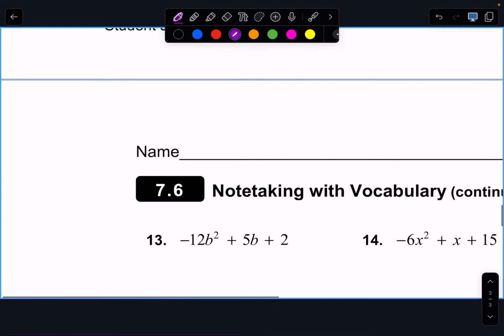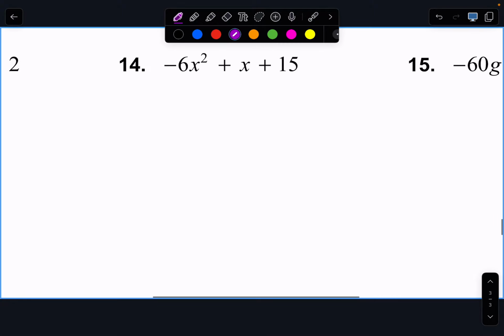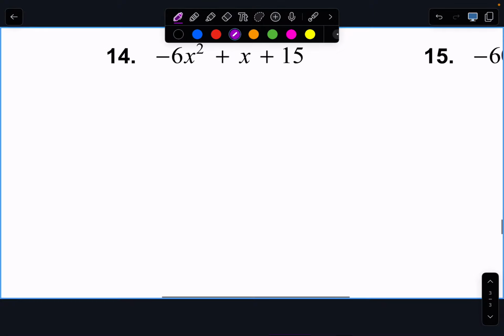Okay. Let's go ahead and look at number 14. Okay. I don't like number 14 or number 13 or number 15 or number 16 or 17 or 18. What is true about every single one of those problems? They all have a negative. Their leading coefficient is negative, and that creates a big problem for us.